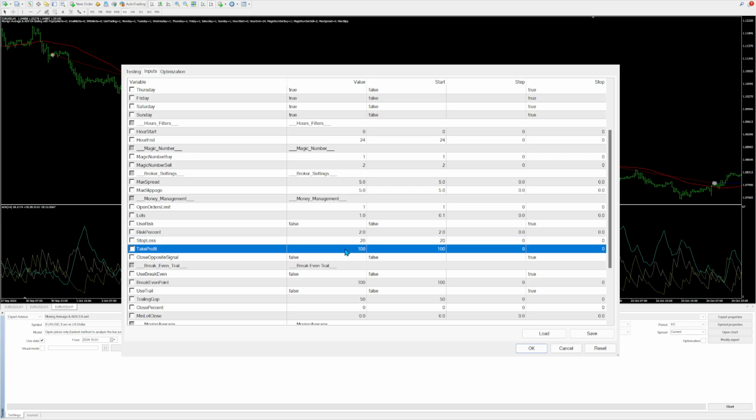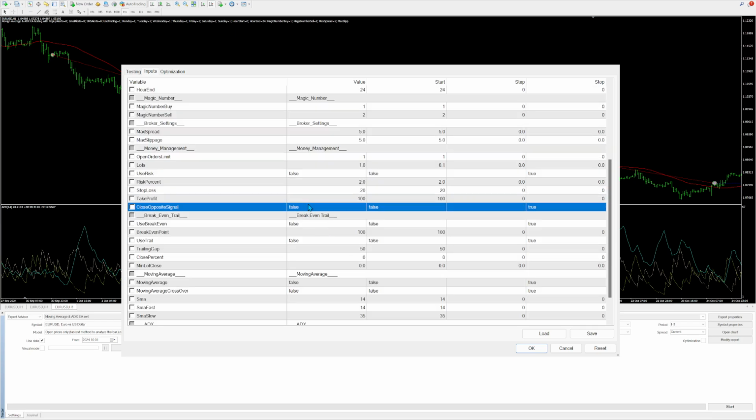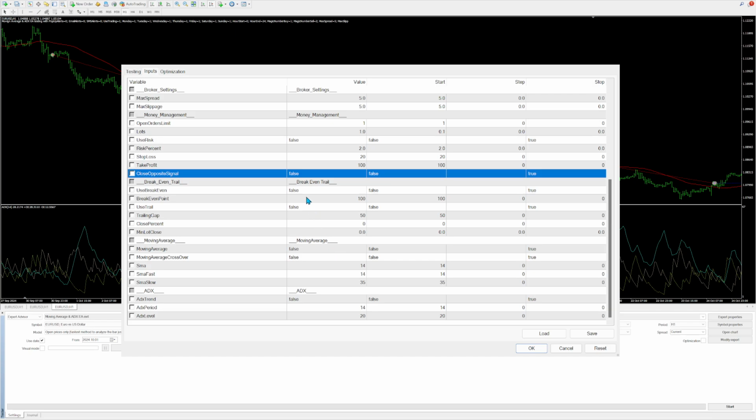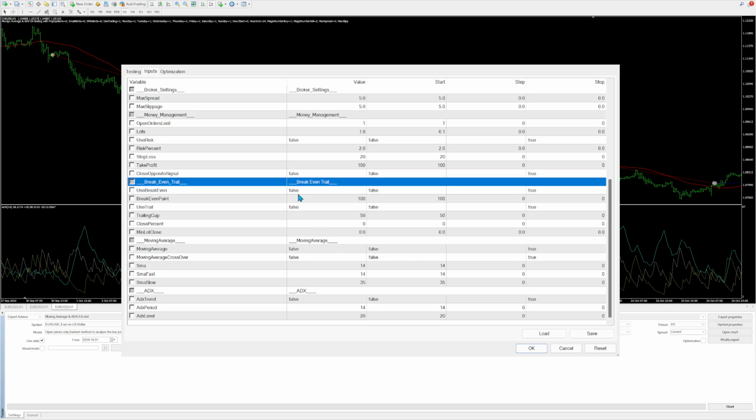Stop loss and take profit, self-explanatory. Close opposite signal basically means that when there's a signal in the opposite direction, if you have a trade open, the EA will close that trade.